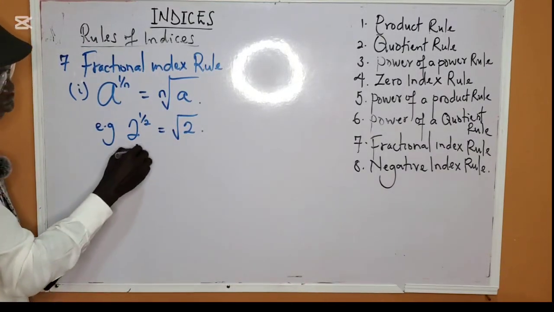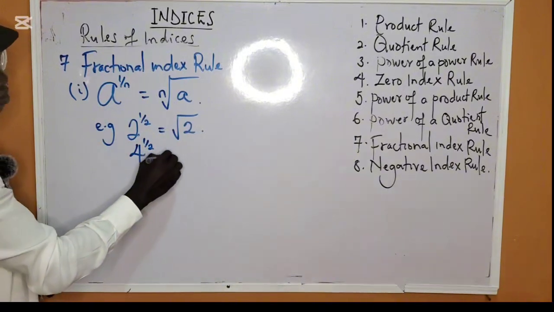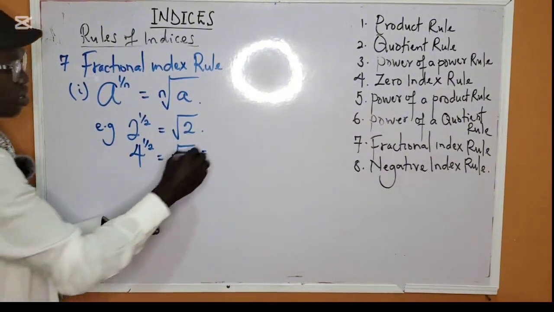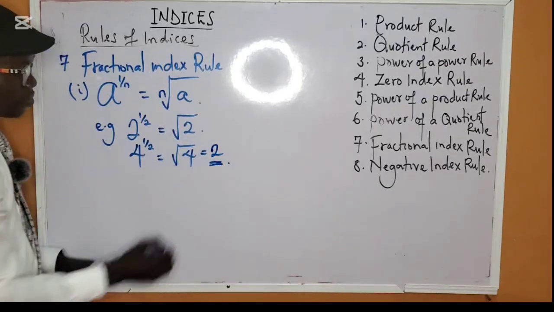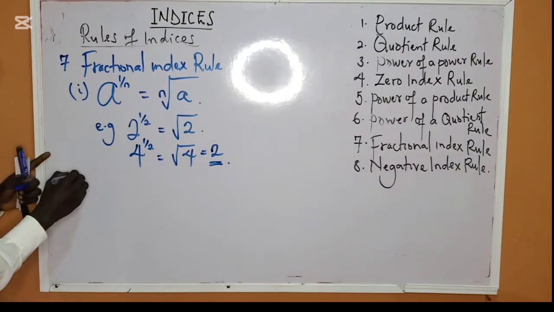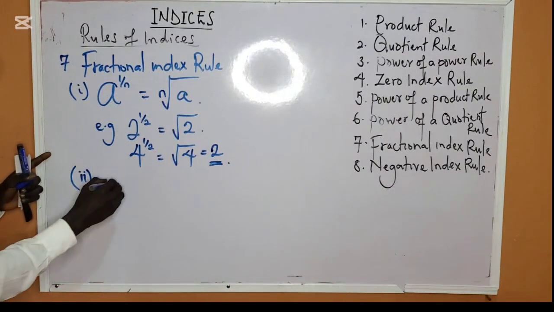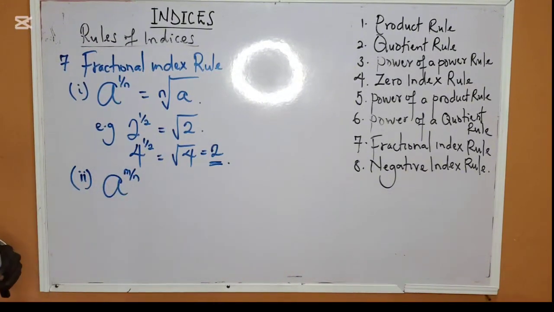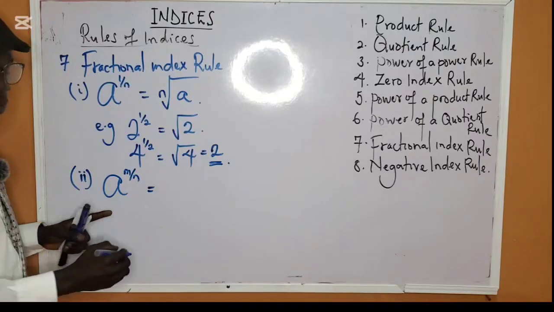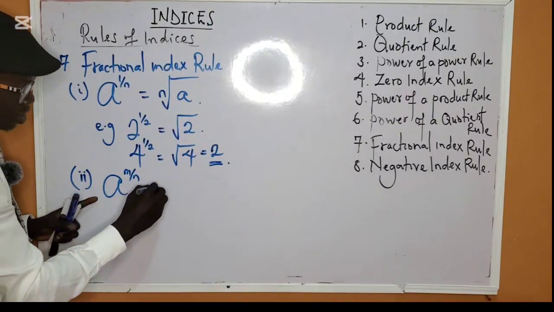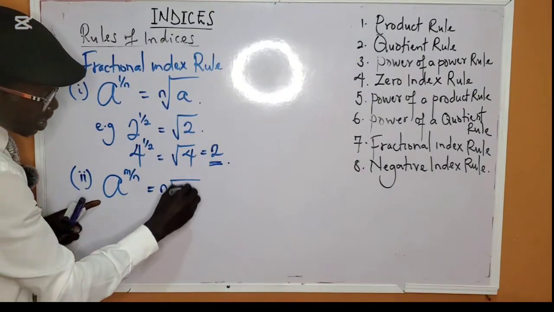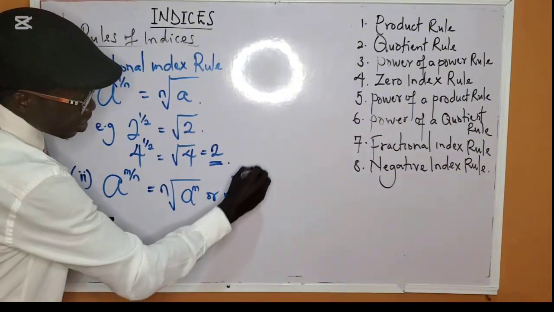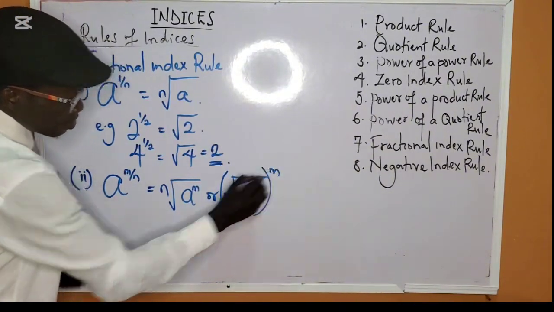Or if I have 4 raised to the power of half, that will give me root 4. And the square root of 4, because 4 is a perfect square, is going to be 2. So the second rule is a raised to the power of m over n. We can write it in 2 instances. The first one is n root a to the m, or n root a, all in bracket, to the power of m.